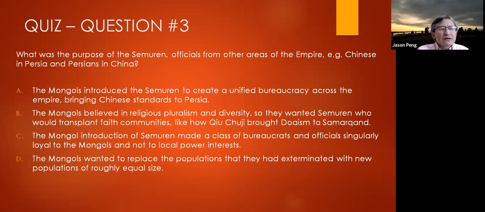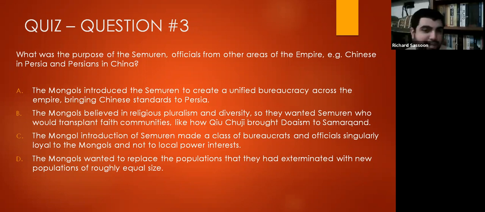Is C correct? C is absolutely correct. That was the goal. The goal was to create a set of bureaucrats that were not empowered by local individuals, but would require the Mongols for their survival, and therefore they couldn't be disloyal to the Mongols, right?